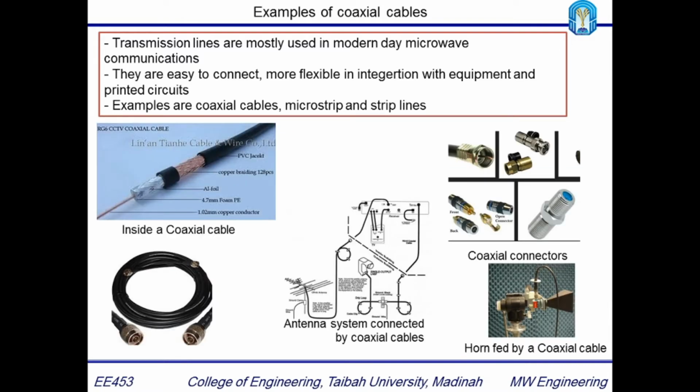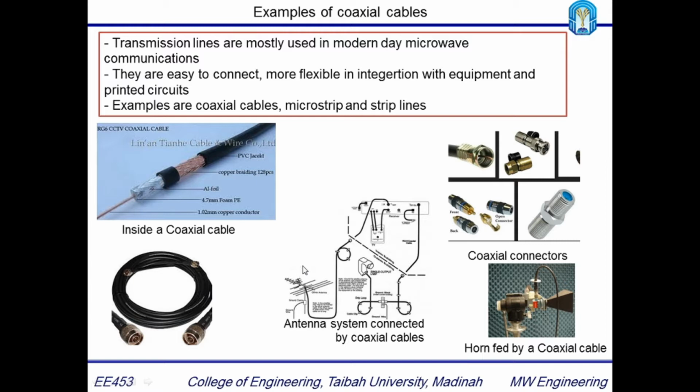These are some of the examples of the coaxial cable. You will find these in the satellite system. Transmission lines are mostly used in modern day microwave communications. They are easy to connect, with more flexible integration with equipment and printed circuits. Examples are coaxial cables. So these coaxial cables, you will find them on the base stations of mobile. If you go to any site which has mobile equipment, you will find these a lot there.